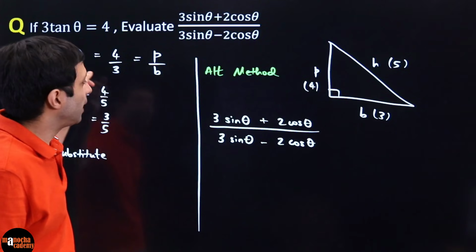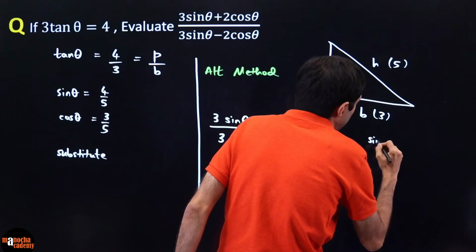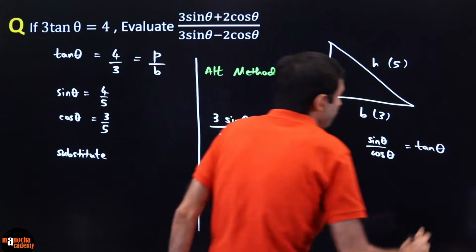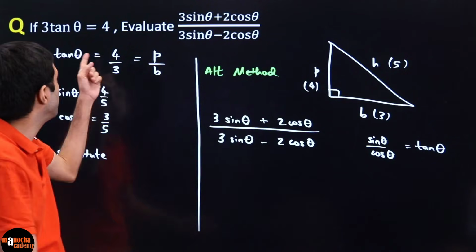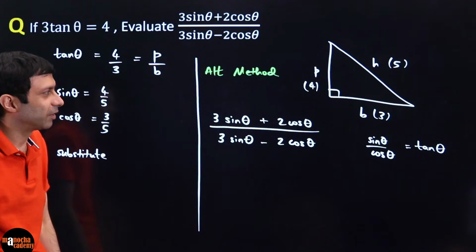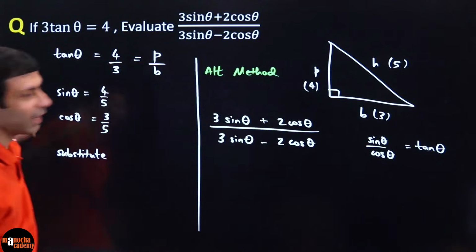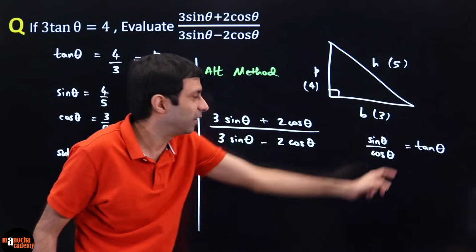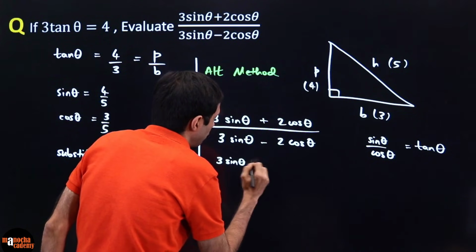So since I know tan theta, and I also know this special relation that sine theta by cos theta is tan theta, what if I could magically convert these sine theta, cos thetas into tan thetas, because I know the tan theta value. So that will avoid me doing all this Pythagoras. So what do you think you need to do magic over here to convert all of this into tan theta? And that is your trick. Sine theta by cos theta is tan theta. So what if you divided the numerator and denominator by cos theta?